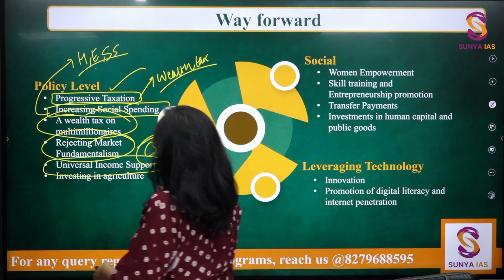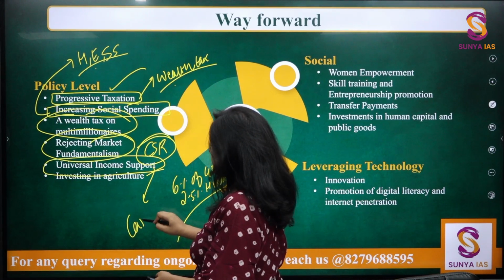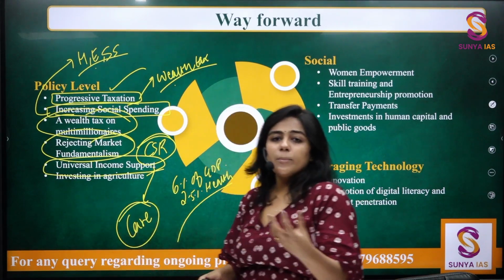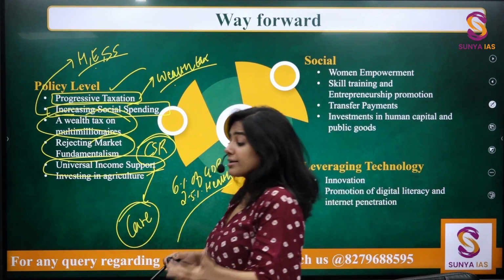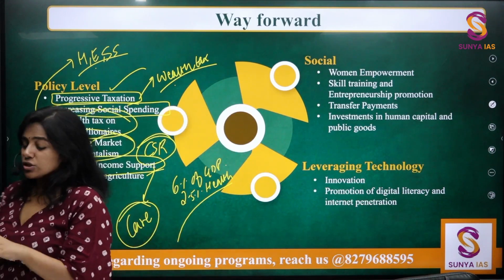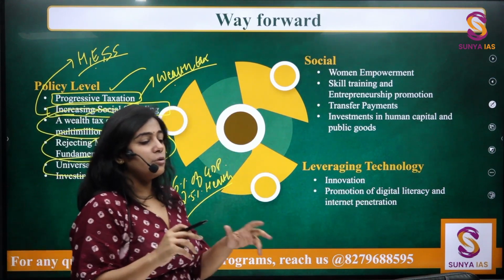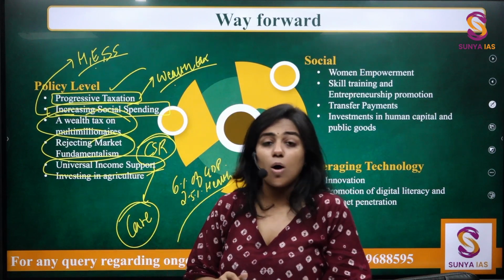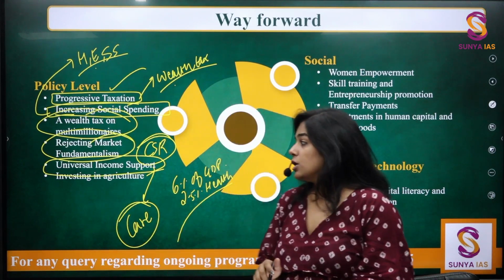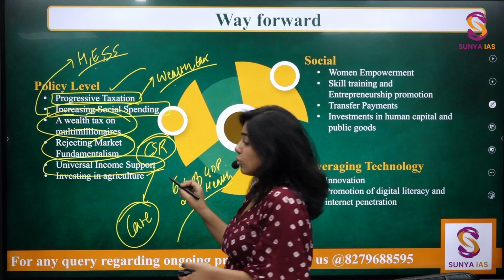Universal income support, this is regarding the care economy. You know, the women who are doing domestic work and not being recognized and not being paid, there was this talk of giving them a universal basic support, all the homemakers, right? So something of that sort can be thought about.